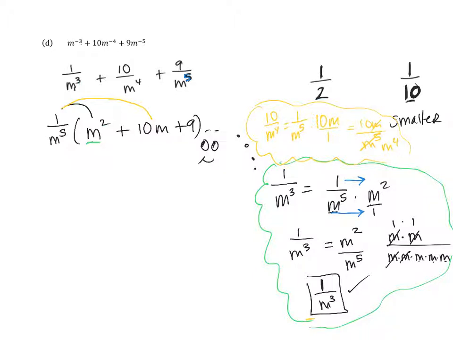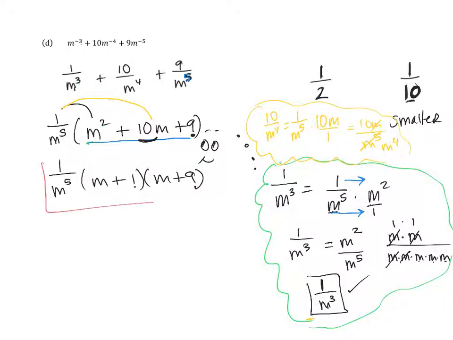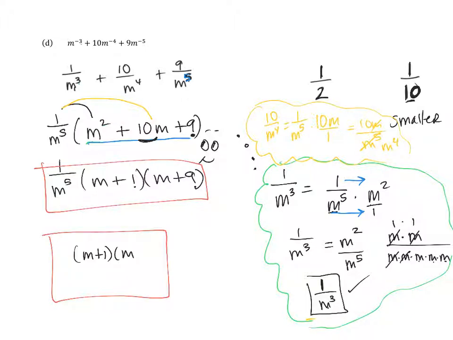And then I need to factor m squared plus 10m plus 9. I'm going to copy down my 1 over m to the 5th. That would factor as m plus 1 and m plus 9. For the factors of 9, we could have looked at 3 times 3, but we need those middle terms to add up to 10, which is what happens when we take 9 and 1. So that's my final answer. That's also equivalent to writing it as just a fraction, with m plus 1 times m plus 9 in the numerator, and m to the 5th in the denominator. Those are both equivalent.